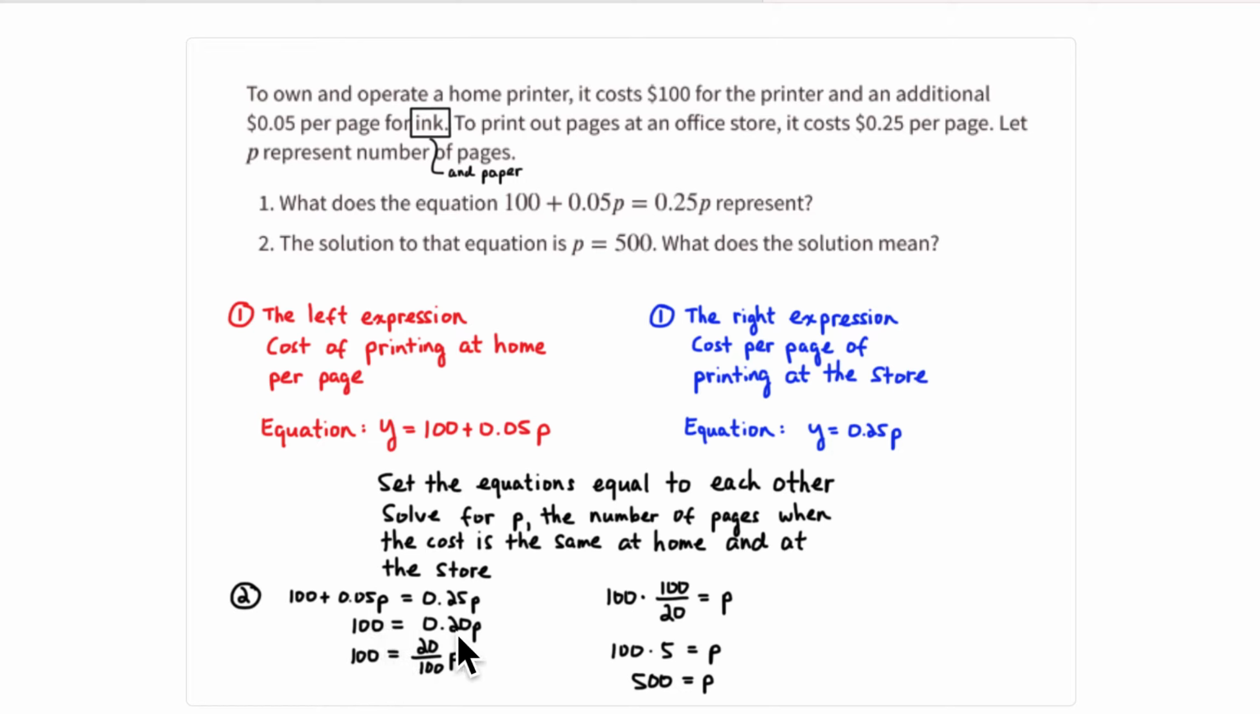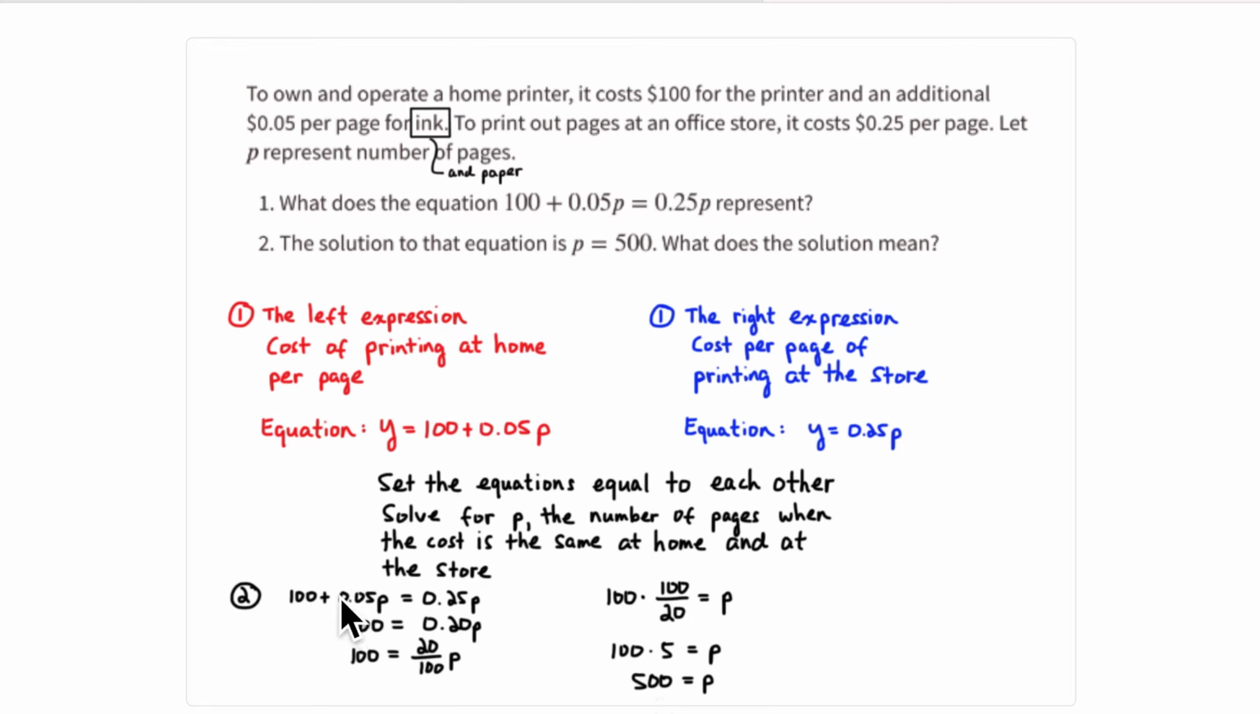That's going to be the number of pages. Well, 100 divided by 20 hundredths. 20 hundredths is the same as 1/5, but let's work with it as 20 hundredths. You multiply by the multiplicative inverse, which is 100 over 20. So 100 times 100 over 20. What's 100 divided by 20? That's 5. So 5 times 100, that's going to give you the number of pages, which is 500 pages.